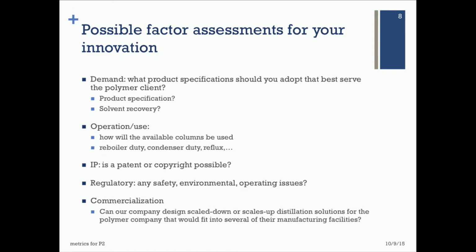Regulatory issues should be modest. We know a lot about methanol, we know a lot about isopropanol, and these should be easily handled in our operations. One question for commercialization would be, could our company design columns that would scale up or scale down from the one we're about to propose, because the manufacturer may have sites at different geographical locations, and it would be much better to do this process separation locally rather than to ship everything to one site nationwide and do it there and then reship the products. So we have to pay attention to transportation costs, and our polymer client would be interested in this potentially.